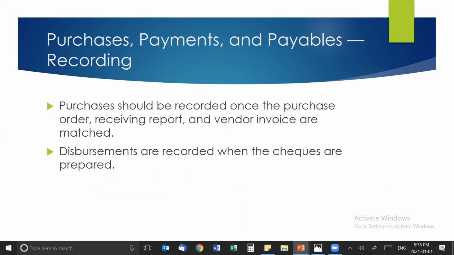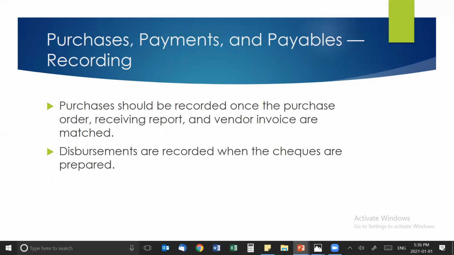Purchases should be recorded once the purchase order, receiving report, and vendor invoice are matched. Okay, so there has to be three-way matching here. The purchase order should be matched to the receiving report saying that the goods have been received and the vendor invoice that you're getting directly from the supplier.